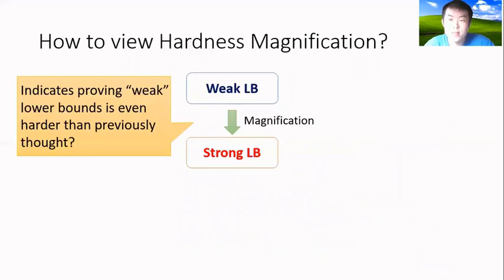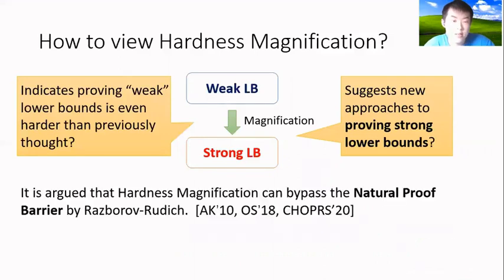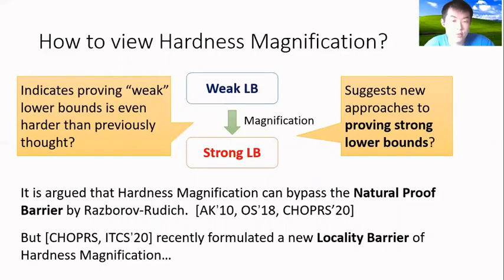On the other hand, an optimist would say that hardness magnification suggests some new approaches to proving strong lower bounds. We could first prove some weak lower bounds, perhaps using techniques that we are familiar with, and then we could apply hardness magnification to obtain some strong lower bounds. In fact, it is argued that this kind of approach can bypass the natural proofs barrier by Razborov and Rudich. However, a recent result formulated a new barrier called the locality barrier, which we have to overcome before we could use hardness magnification to get strong lower bounds.